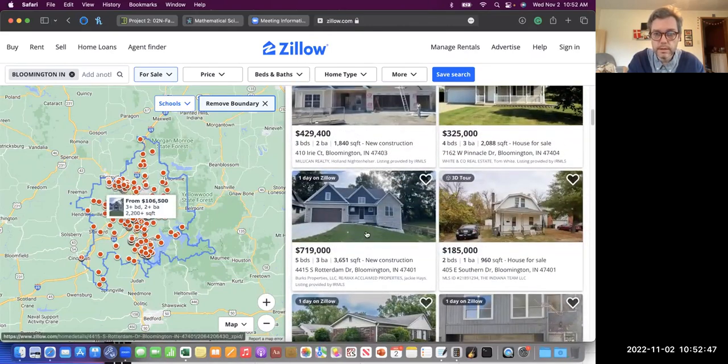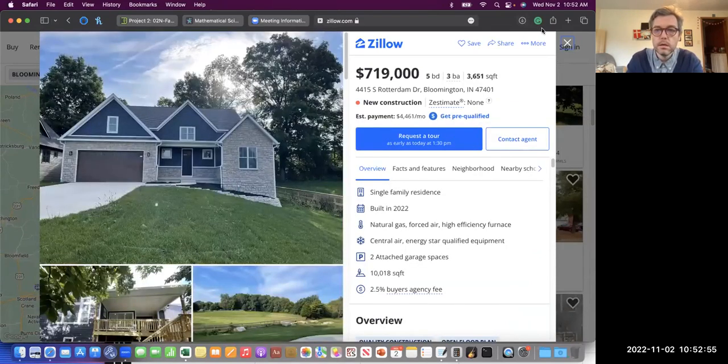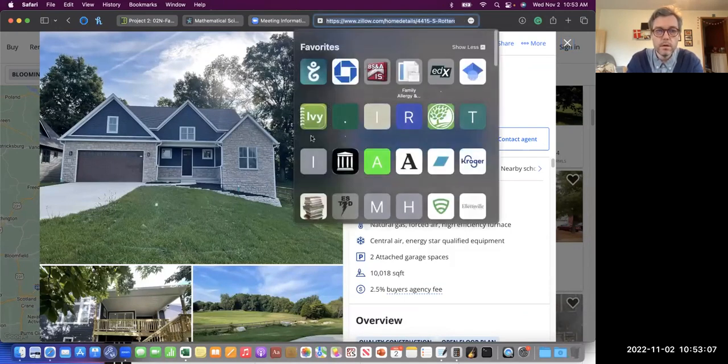This one doesn't look finished. All right, let's pick this really expensive one. All right, this one is 700. That way, at least you can see the comparison. Okay, so we have a house for 719,000. I can remember that.